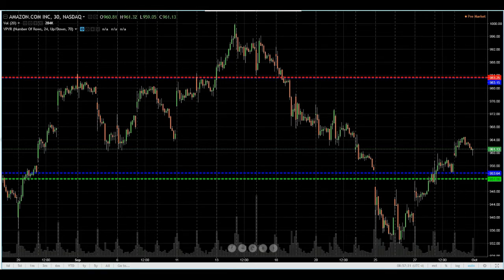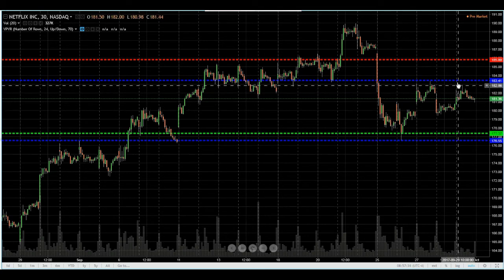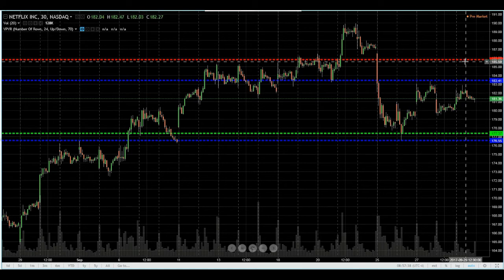Next, we'll move to Netflix. And Netflix, I'm a bit of a long bias on Netflix. I would like to be buying it. I'd buy this level here, but I'd be very aware that there is liquidity here. There's liquidity here. And I'd also sell Netflix at a retest of this level, 185.90. And I'd have to see what happens at that level.